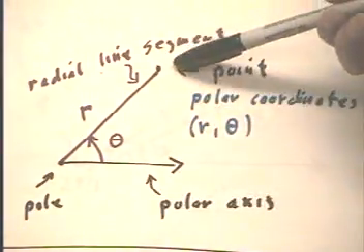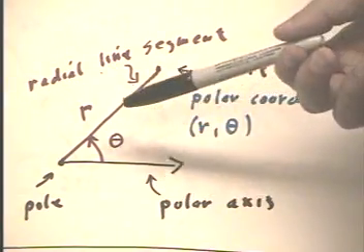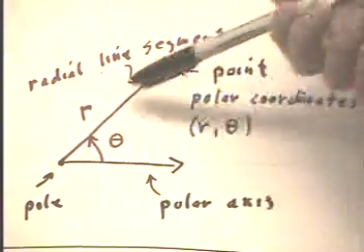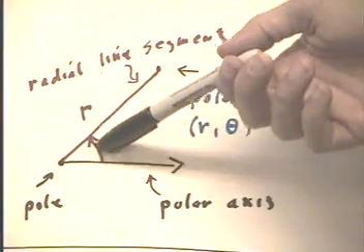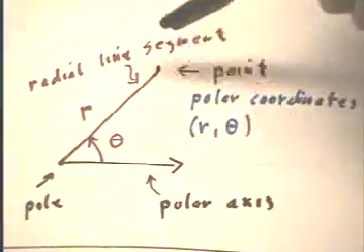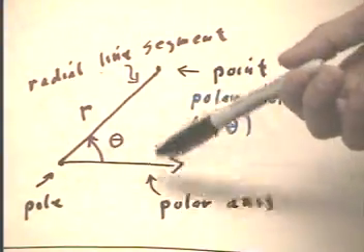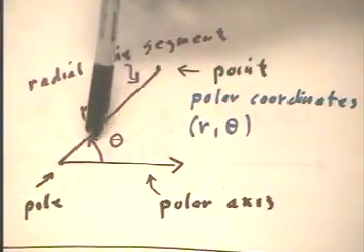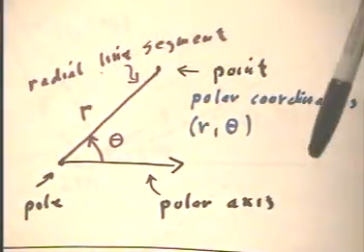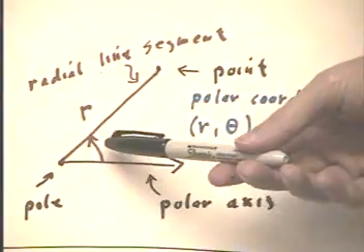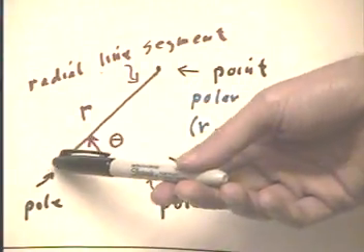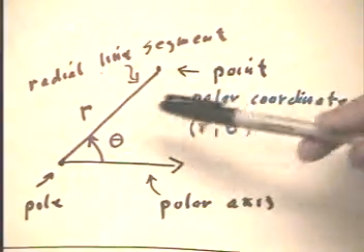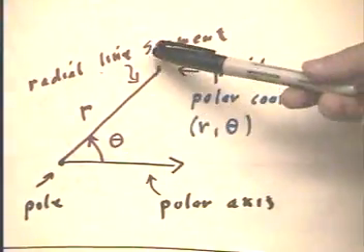Now, to specify the coordinates of a point, we specify the distance r, or the displacement r, from the pole, and the angle theta in which that displacement takes place. So if we've got a point here, it lies at some displacement r from the pole along some angle theta measured relative to the polar axis. And r and theta are then the polar coordinates of that point.